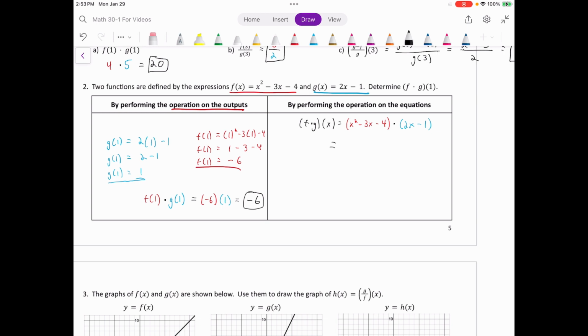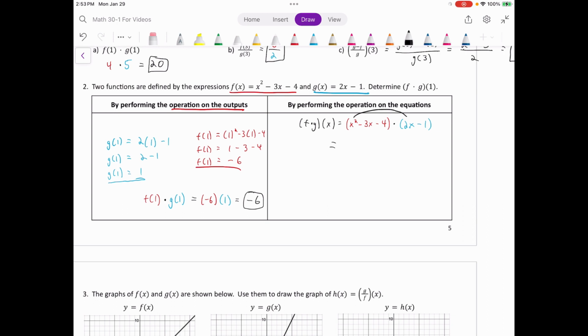So all that means is I need to multiply the x squared by the 2x and the minus 1. Then I need to make sure this negative 3x gets multiplied by the 2x and the minus 1. And then the negative 4 gets multiplied by the 2x and the minus 1. So let's go ahead and do that.